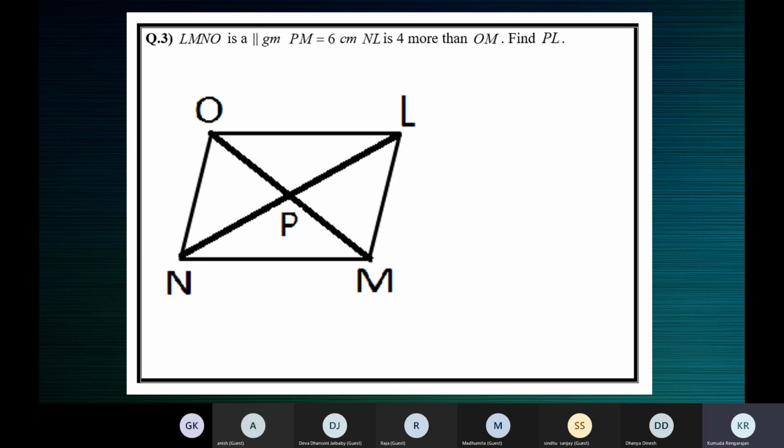So the properties related to the diagonals of a parallelogram are: in a parallelogram, diagonals are unequal. Diagonals bisect each other, but not at right angles. Now, children, with the help of PM, which is 6 centimeters, what is the other thing you can find? If PM is 6 centimeters, what can you find with the help of PM?